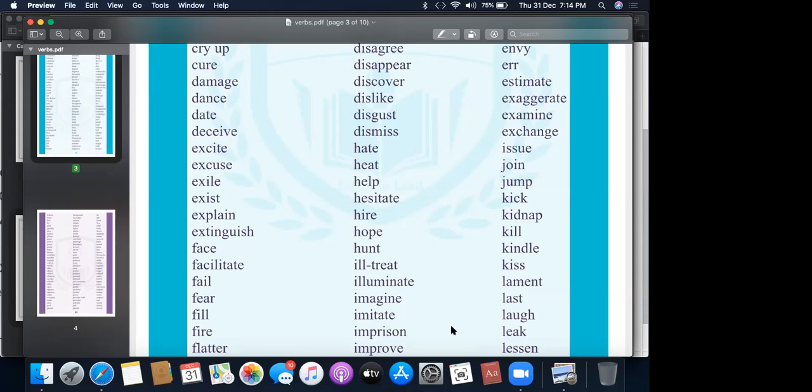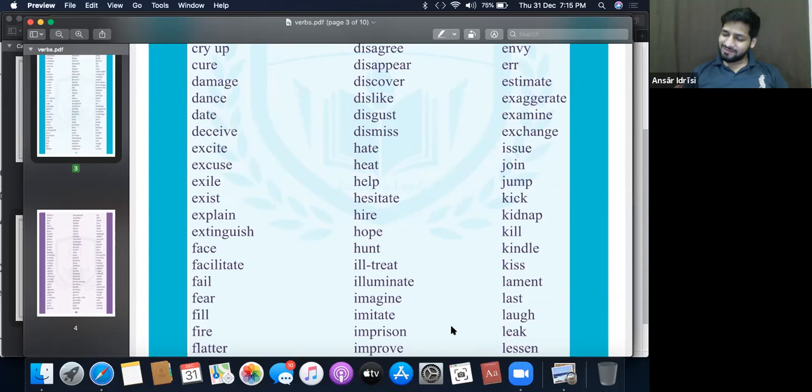Correct. It must hire the employees. Must it hire the employees? It mustn't hire the employees. Good. It must fill in the blank. Must it fill in the blank? It mustn't fill in the blank. Who is this? Fill in the blank.